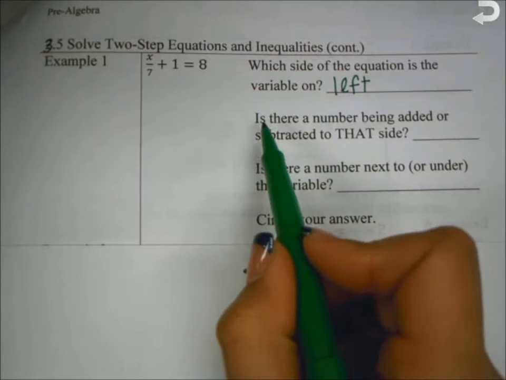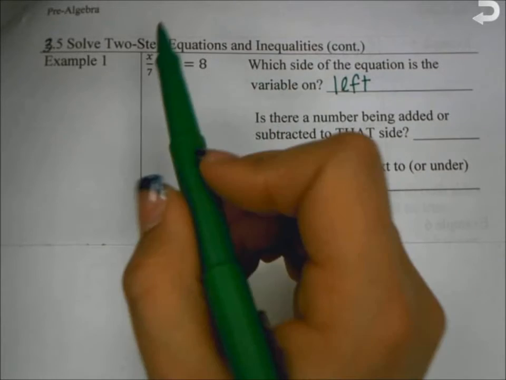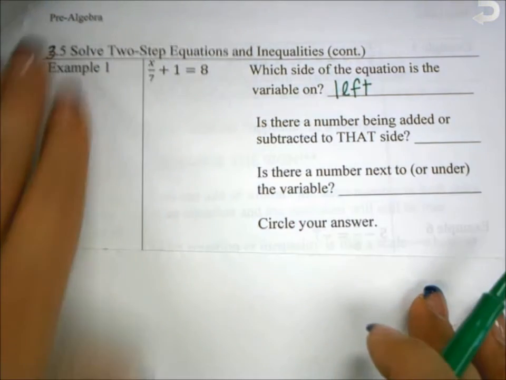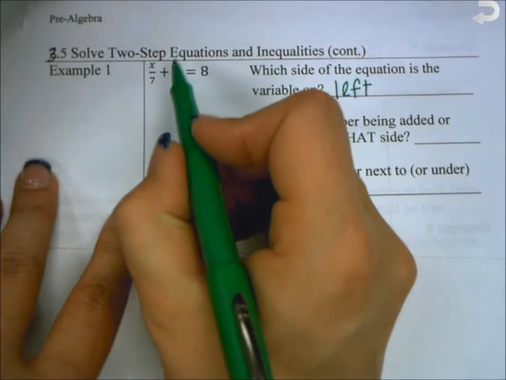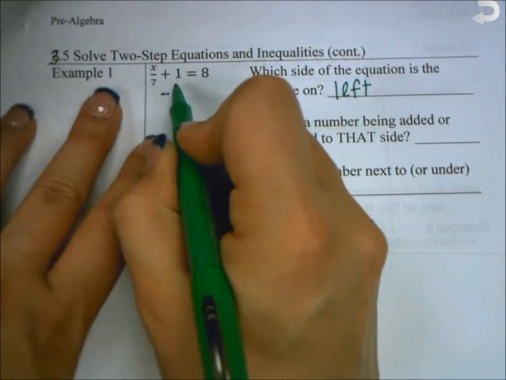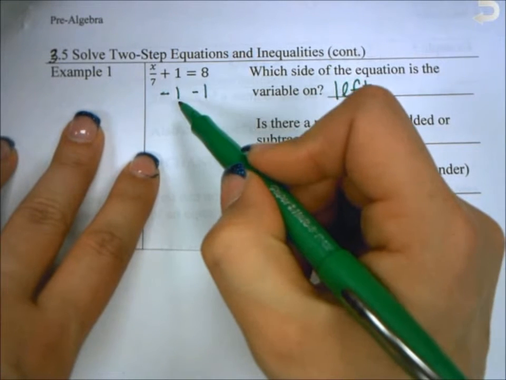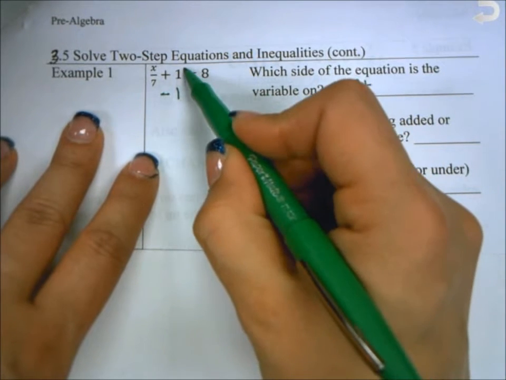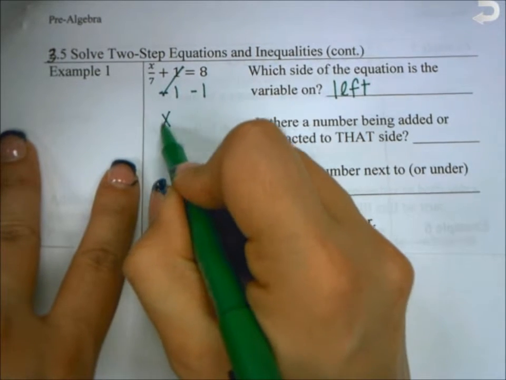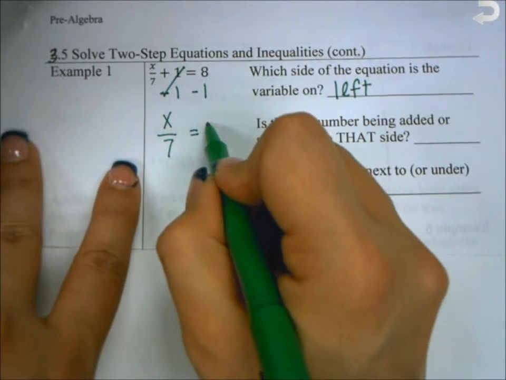Now we want to see, is there a number being added or subtracted to that side? On the left? Yes, there's a number being added. We have 1 being added, so we need to get rid of plus 1. How do I get rid of plus 1? Very good. I subtract 1 from both sides, because positive 1 minus 1 gives me 0. So what's left on the left-hand side? X over 7 equals 8 minus 1? 7.